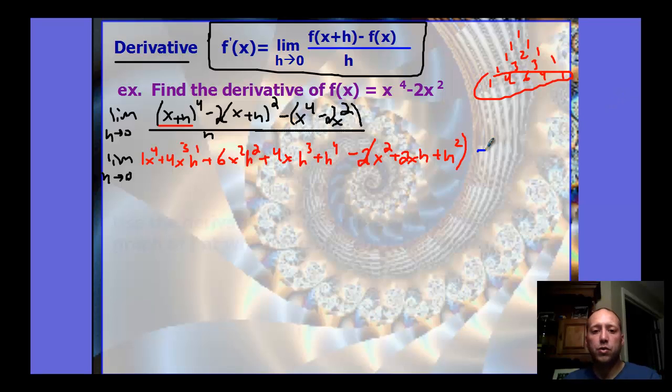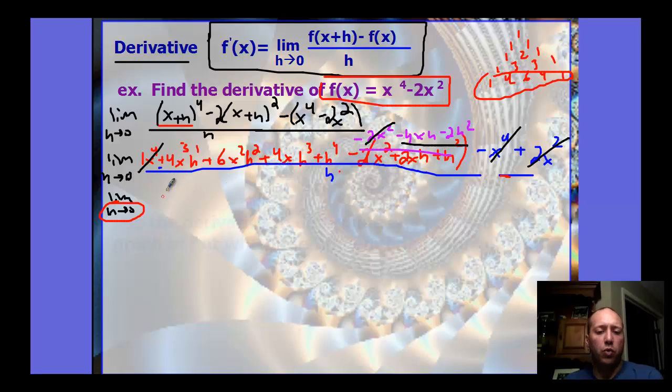Then I have to distribute my negative here to the x to the fourth power, and I get plus 2x squared all over h. So we can write down our simplified form here. We can also reduce the h's in the denominator with the h's in the numerator. So that's 2, that's 3, it's going to be 1, that's going to be gone, that's going to be gone, and that's going to be 1.